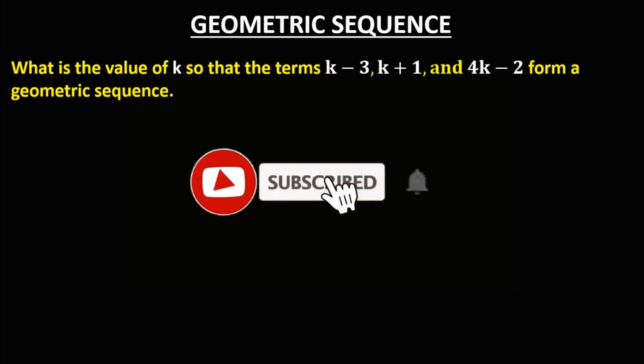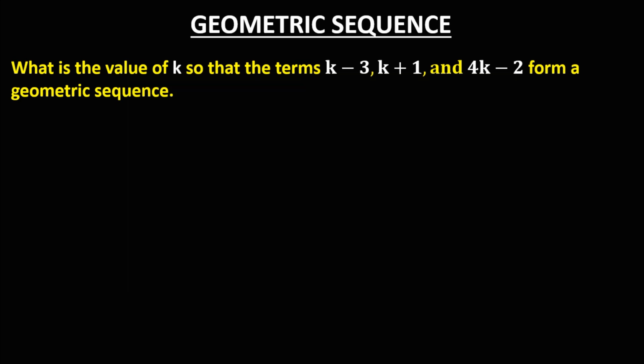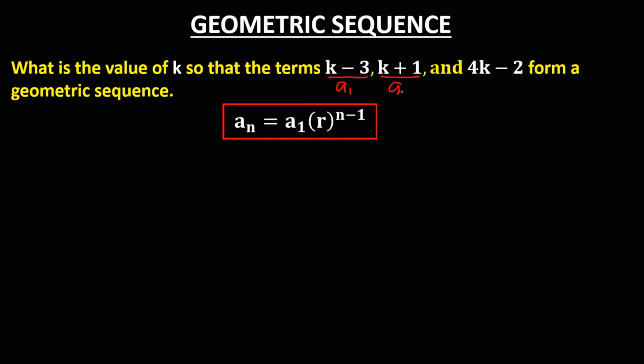Okay, so let's solve this problem. What is the value of k so that these terms form a geometric sequence? Then using this geometric sequence formula and from this given, the first term is a sub 1, the second term that's a sub 2, and the last term that's a sub n. So we need to substitute now these values to this formula.